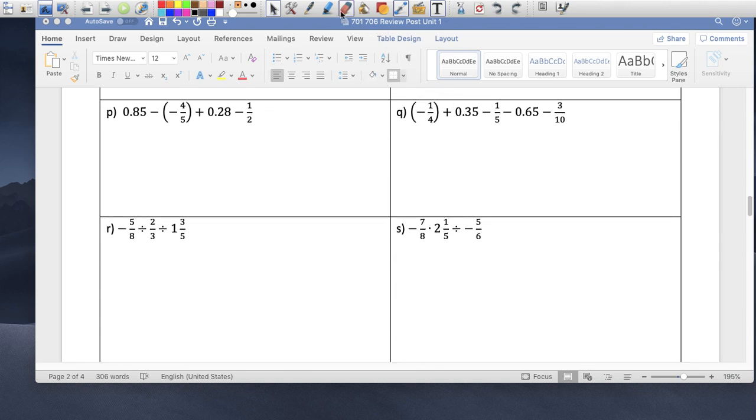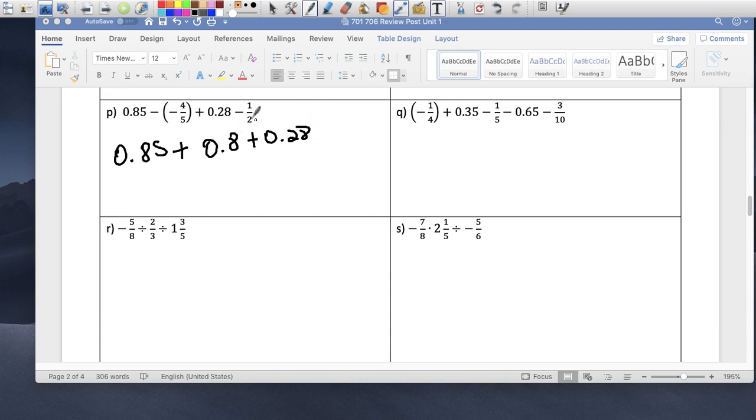For this one, I'm actually going to change everything to a decimal. So that's already a decimal. But here I'm going to take advantage. I'm going to change that to plus. I'm going to change this to the opposite inverse. So what's 4 over 5? 4 over 5 is 0.8. Plus 0.28.